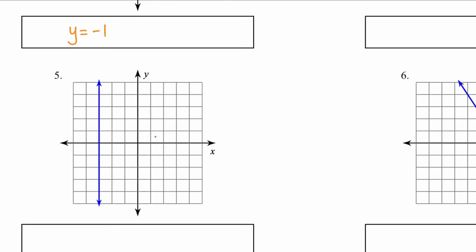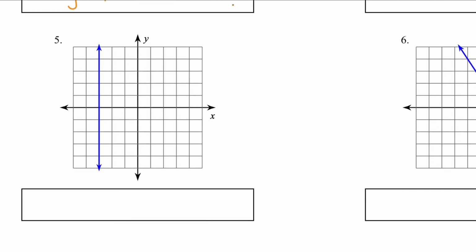On the other hand, if you have a vertical line, our equation is not going to be y equals, it's going to be x equals, and whatever point it crosses on the x-axis. So in this case it's negative 3. So x is equal to negative 3. If this was the line crossing this point here, then the equation would have been x is equal to positive 3.